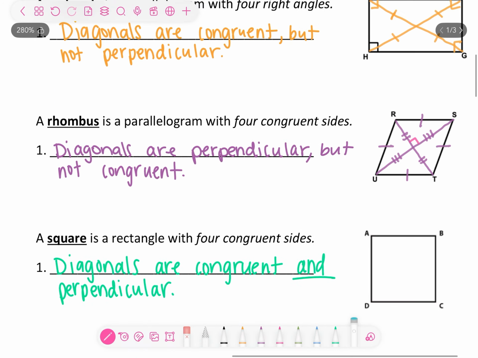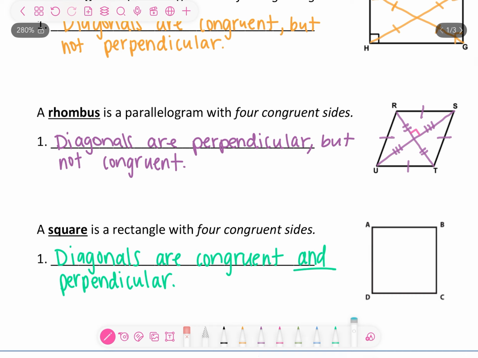Perfect. Okay, last but not least, a square. Without a doubt, it has the most properties of any quadrilateral. A square is a rectangle, which is a parallelogram, which is a trapezoid, which is a quadrilateral. So it has every single property from above, but additionally, it has 4 congruent sides. And since it's a rectangle, it has 4 right angles. So basically, we have a special version of a rectangle that has congruent sides. And then the diagonals for a square are not only congruent, but they're also perpendicular.